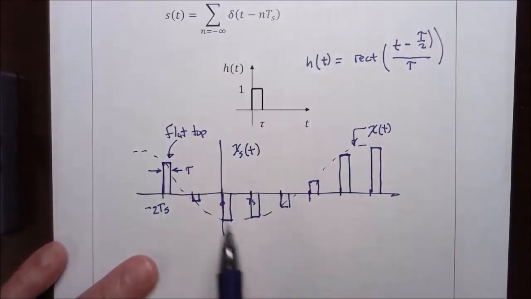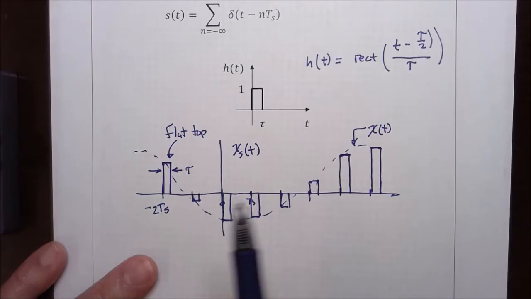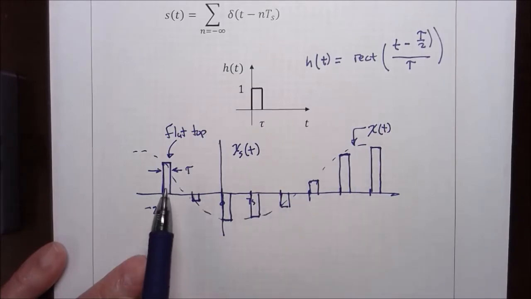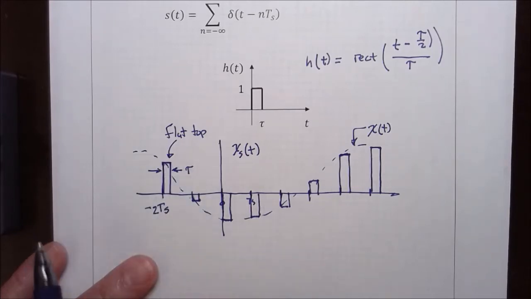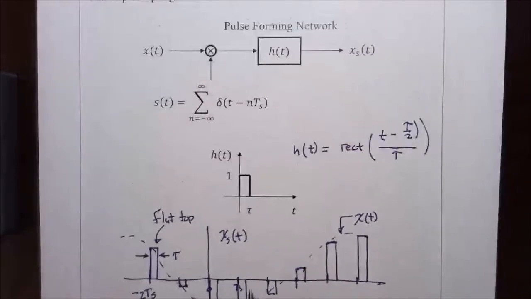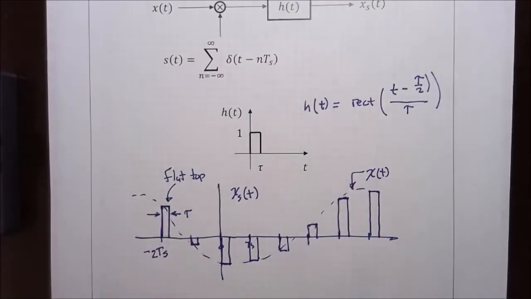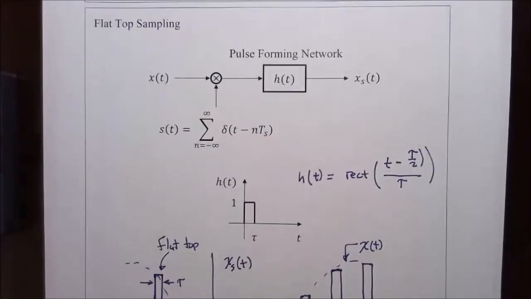This is the result we will get with an analog to digital converter that samples the signal at an instant in time and then converts that value to a constant. So now we want to look at the spectrum of this flat top sampled signal.